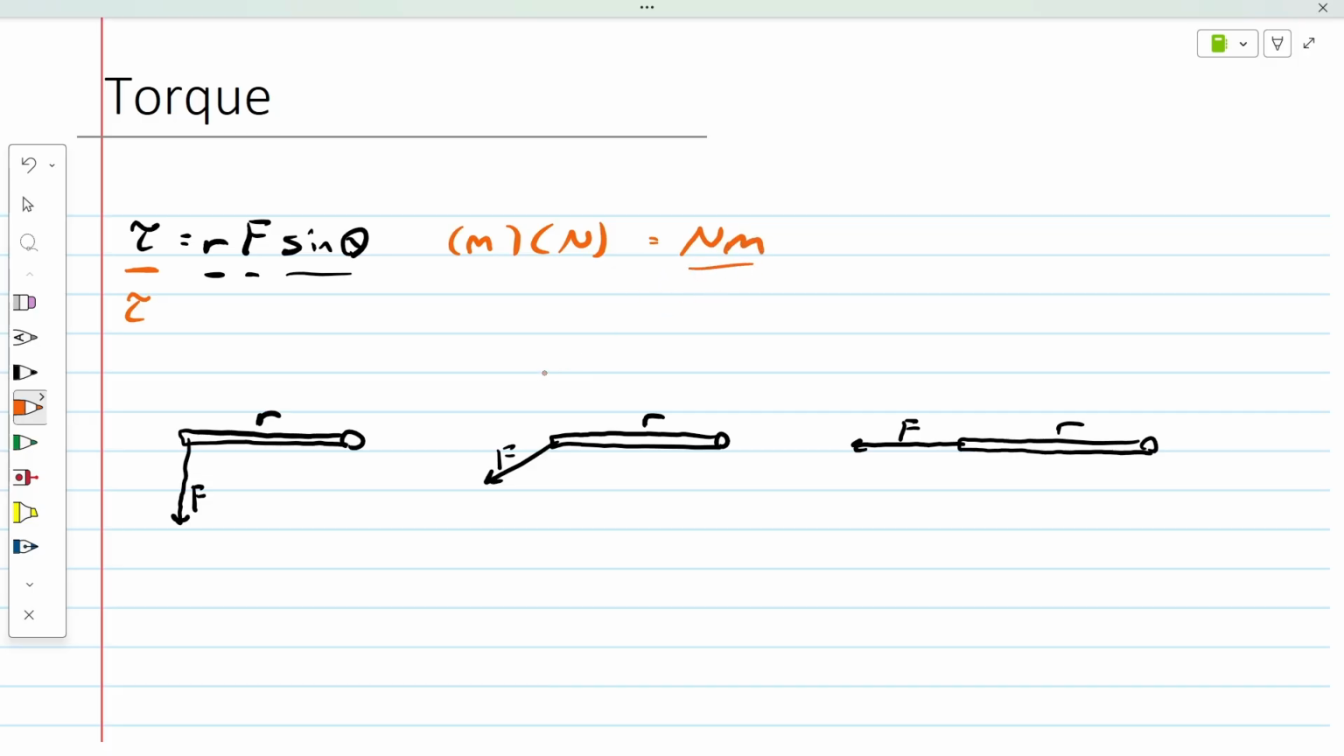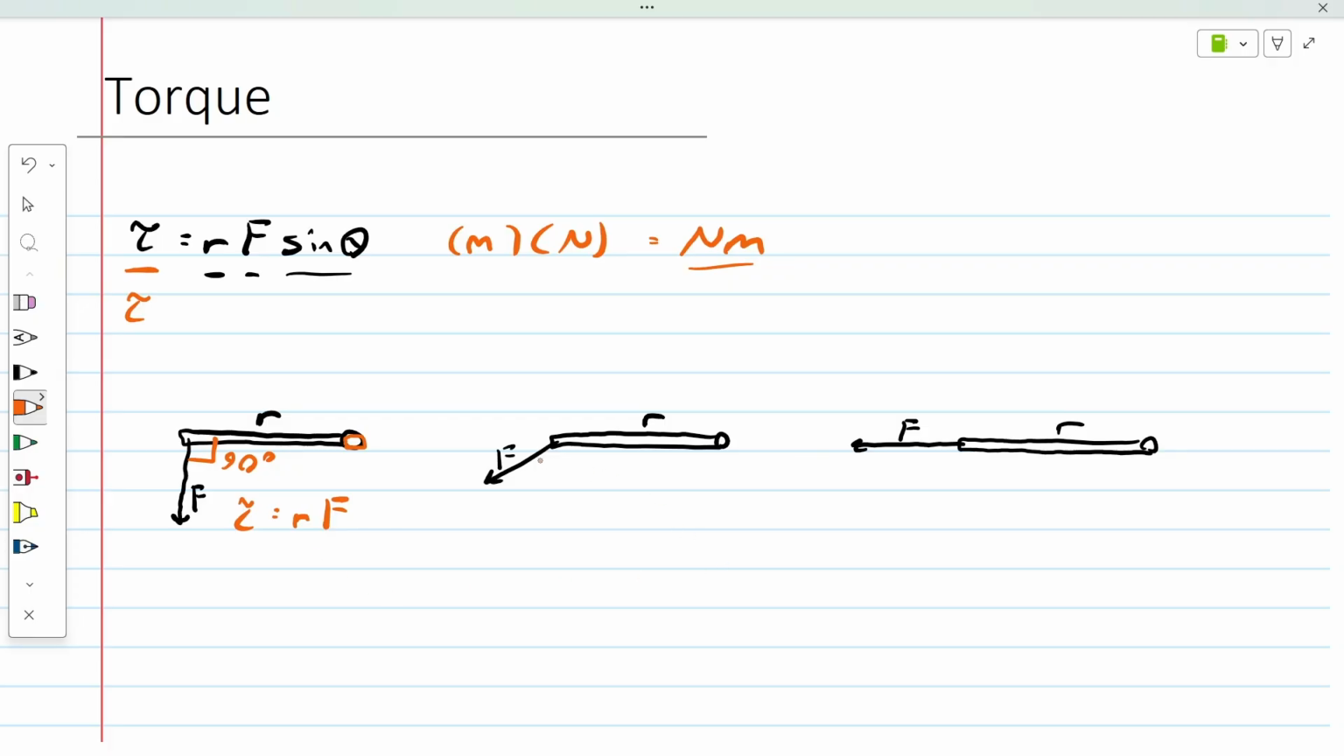So let's see three examples. We have a beam that's able to rotate along this hinge here. Let's say the force is applied at an angle right at the end of this R. For this case, we would have an angle of 90 degrees. The angle is from the force to the radius. So since this is 90 degrees, the sine of 90 is just 0. Nope, sine of 90 is just 1. So the torque will just be radius times force.